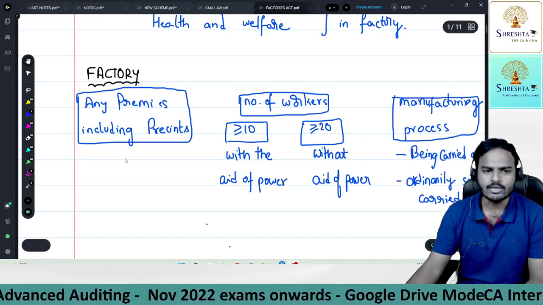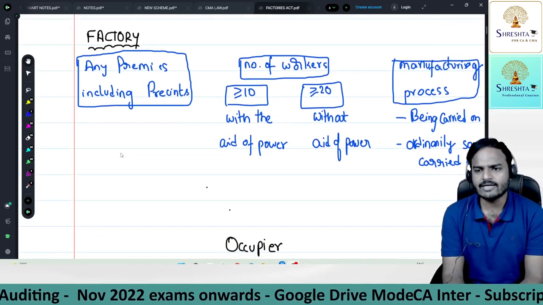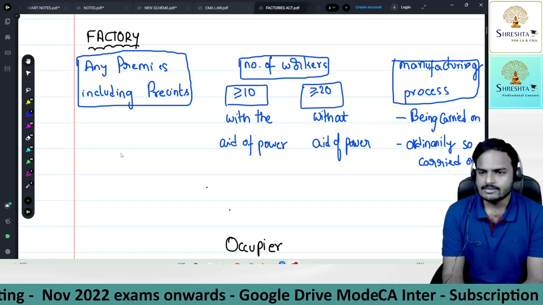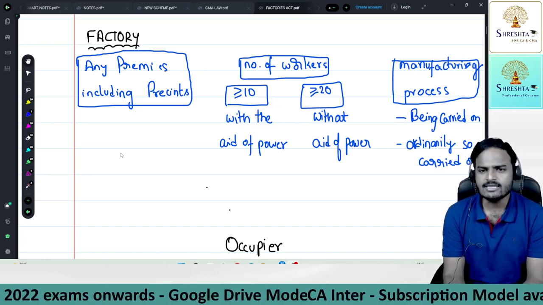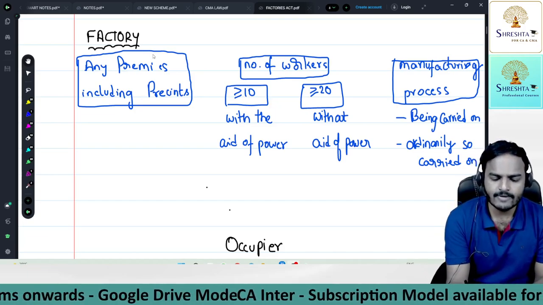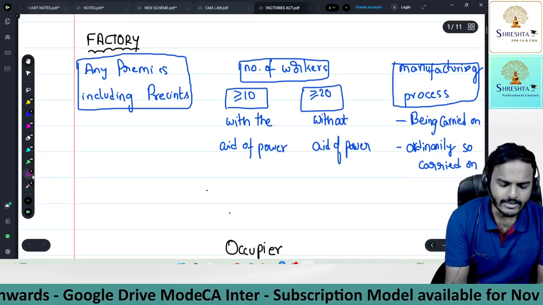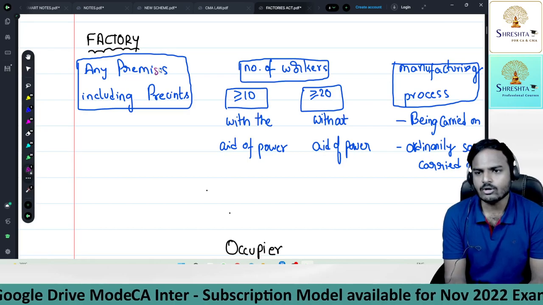Ordinarily being carried on. That means in 365 days, only 300 days we run the factory, sir. 65 days maintenance time, sir. Now during that 65 days, is it a factory or not a factory, sir? Yes, it is a factory. So here the point is being carried on or being carried out.